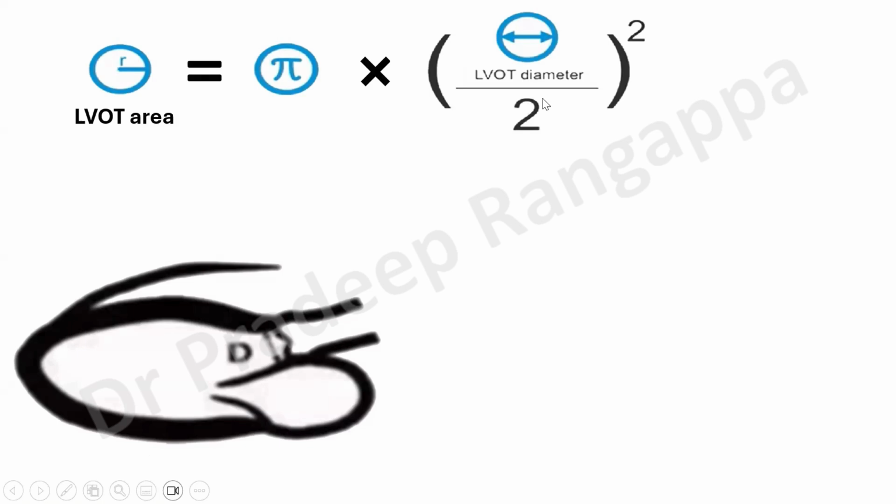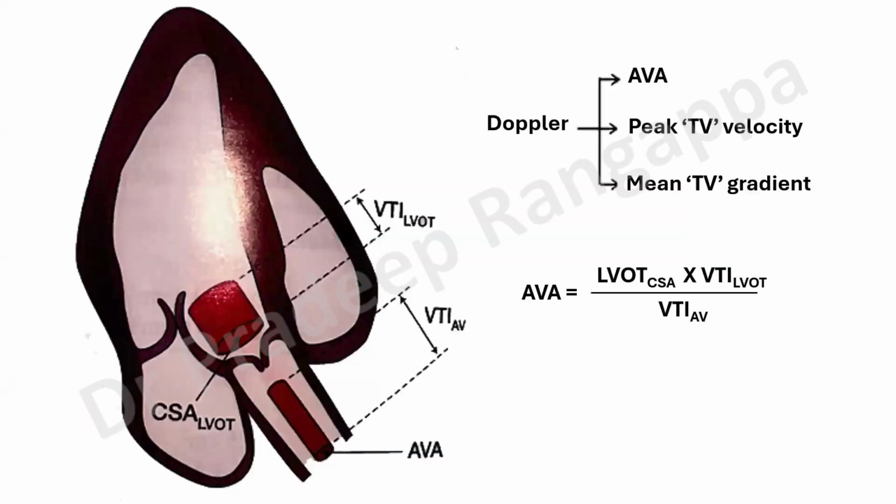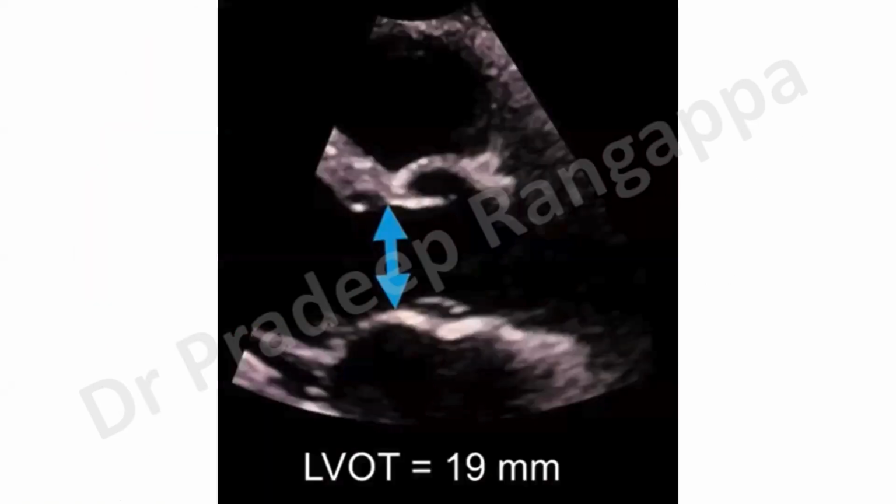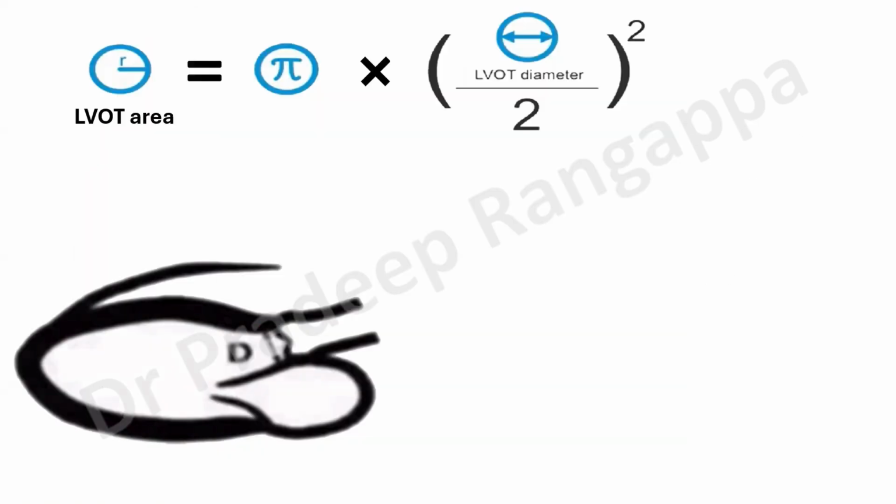So this is the formula that we use to calculate LVOT area. As you see, the aortic valve area, AVA, is the cross-sectional area, which is the LVOT area times LVOT VTI divided by aortic VTI. When you look at the LVOT area, obviously you need to take a diameter which is distal to the aortic valve. Once you take this diameter, you calculate pi into LVOT diameter divided by 2, squared, and that gives the LVOT area.